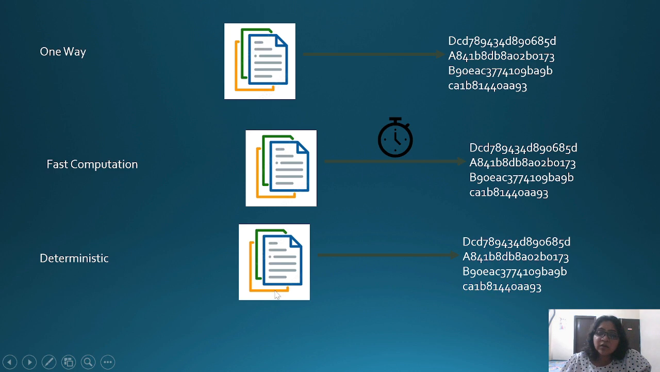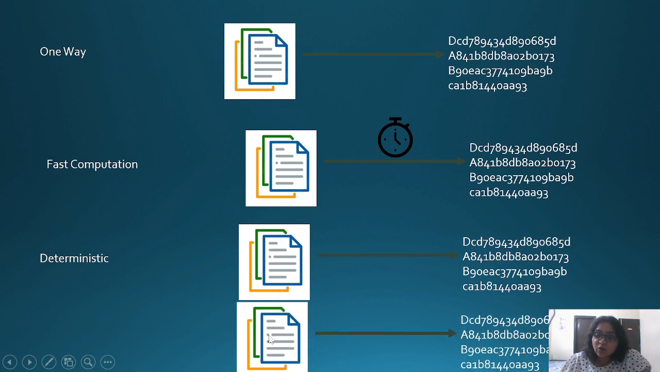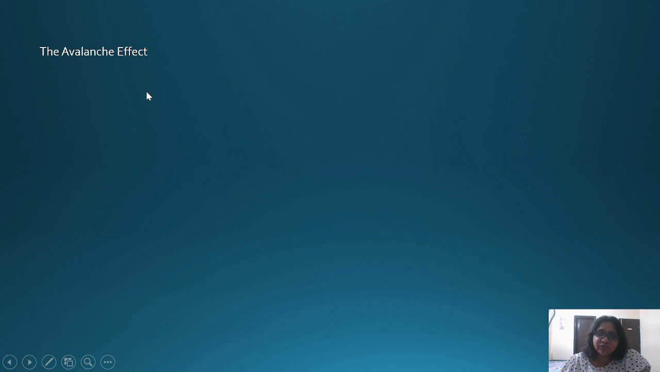Deterministic means if we run the same document again, it should give you exactly the same cryptographic hash value. That is called deterministic. Our hash algorithm is deterministic. If nothing has been changed and it's totally the same, then you cannot have two different cryptographic hashes.